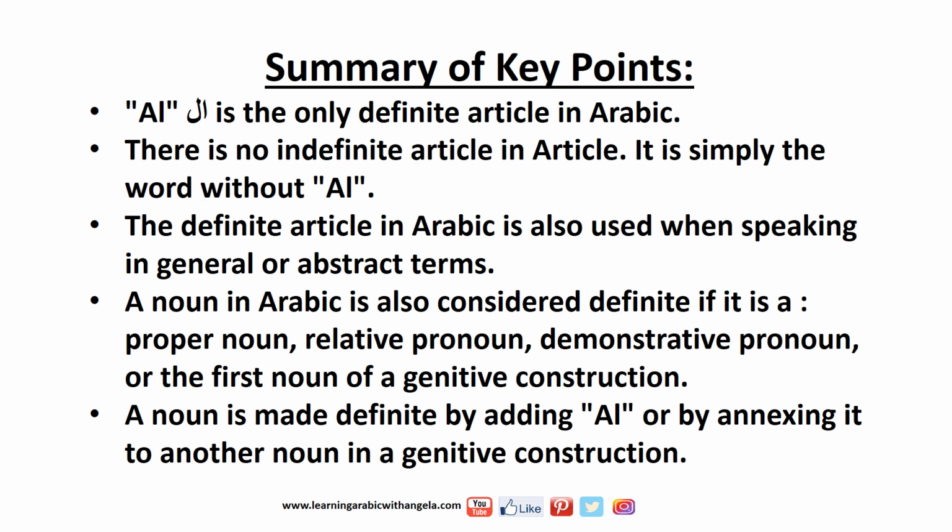Let's review all the points in this lesson. So al is the only definite article in Arabic, and there is no indefinite article in Arabic. It is simply the word without al, and the definite article in Arabic is used when speaking in general or abstract terms as well. A noun in Arabic is also considered definite if it is a proper noun, a relative pronoun, a demonstrative pronoun, or the first noun of a genitive construction. To make the noun definite, you simply add al or you annex it to another noun in a genitive construction.